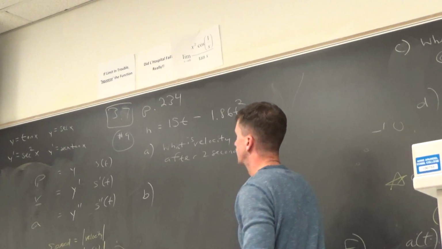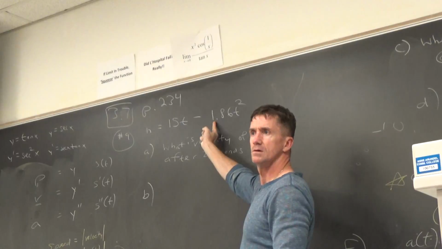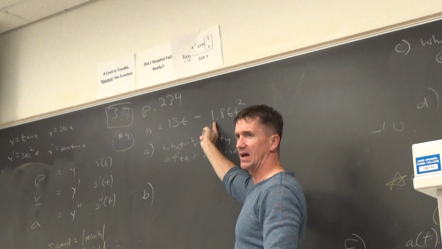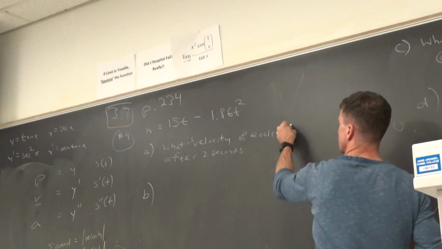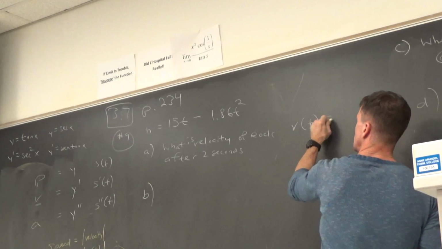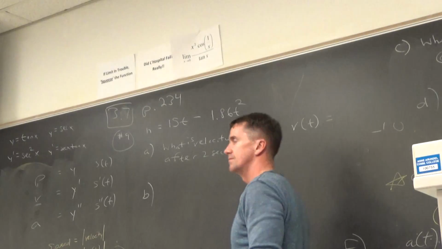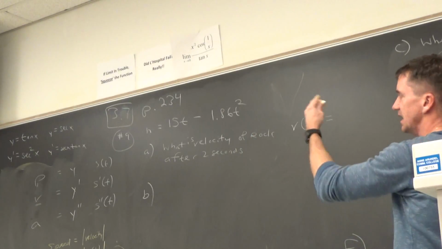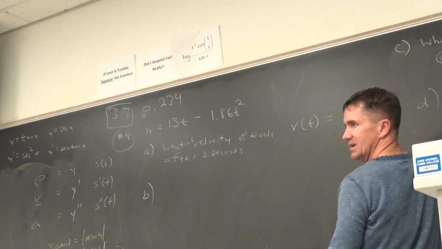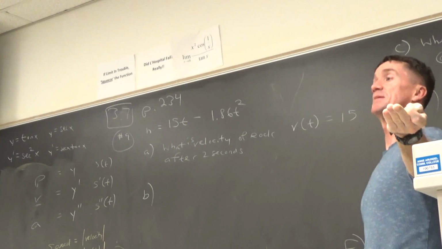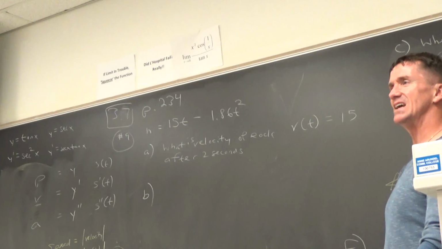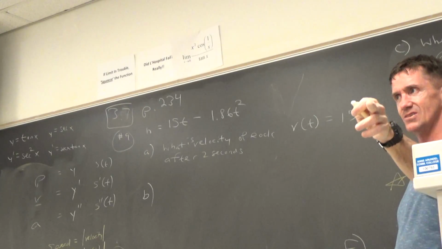First of all, do I plug 2 in here? No, that's height. How do I get velocity? I get the derivative. We can call velocity v of t. That's h of t, position. Can I do h prime of t? He says you can write it as h prime of t. I love it. h prime of t is v of t. Good job.